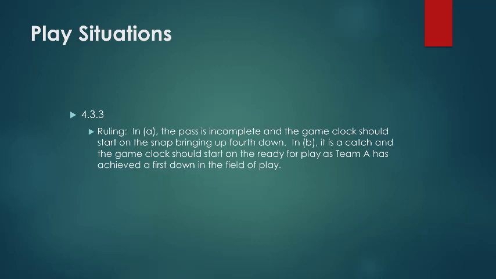He achieved the first down. We'll probably need to look at cross-field mechanics to get this spot, and he had achieved a first down in the field of play prior to being grabbed and then thrown out of bounds by the defensive player. So in the first situation, incomplete. Second situation, this would be a completed pass.